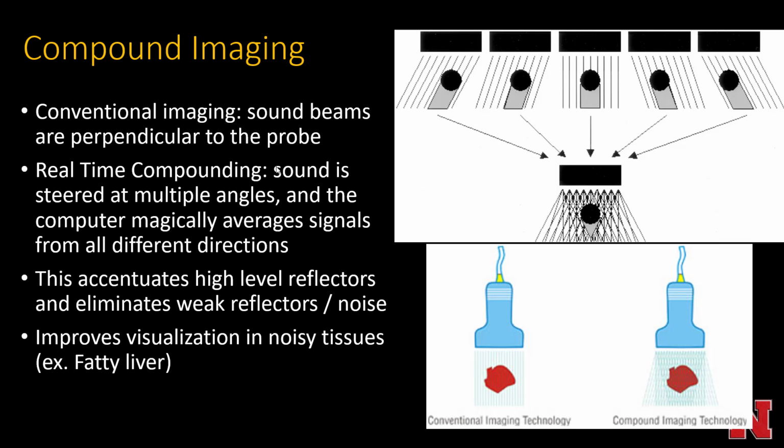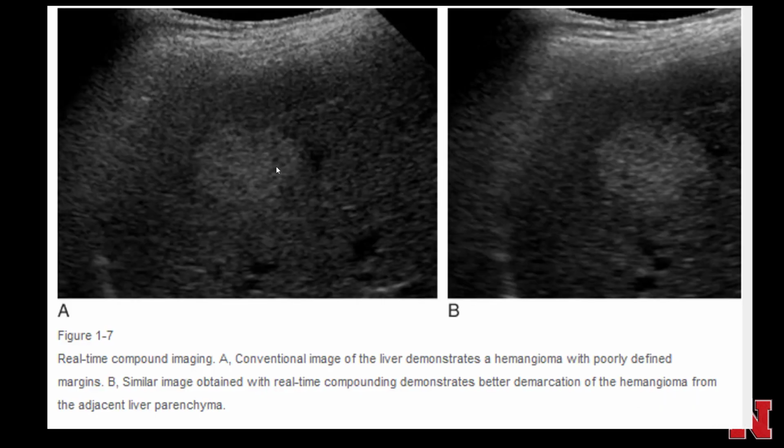Hepatic steatosis can cause a lot of noise and scatter, and it can make it very difficult to see lesions within the liver, like liver metastases or hepatocellular carcinoma, primary liver tumors. So if a very fatty liver is present, oftentimes a sonographer will employ compound imaging to get a better look.